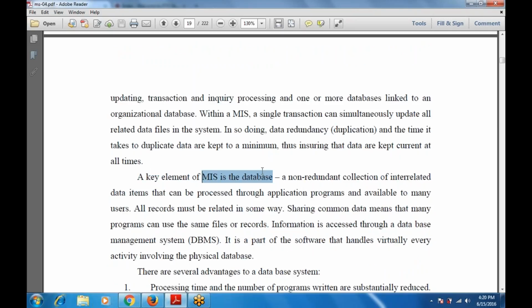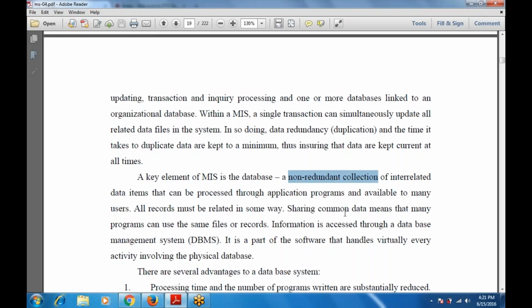A key element of the MIS is the database, that is a non-redundant collection of interrelated data. That means there is no duplication among the interrelated data items that can be processed through application programs and are available to many users. And information is also accessed through a database management system. It is a part of the software that handles every activity involving the physical database. So when I talk about the DBMS, that also includes the physical database.